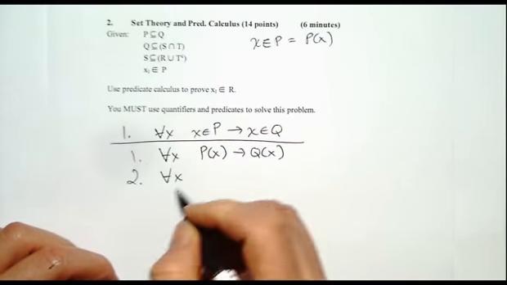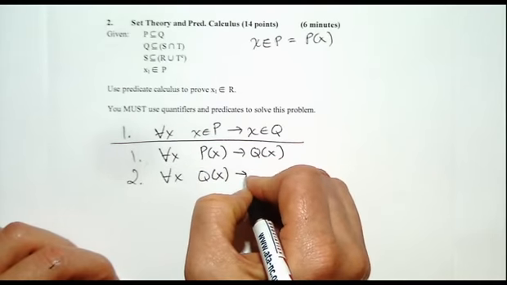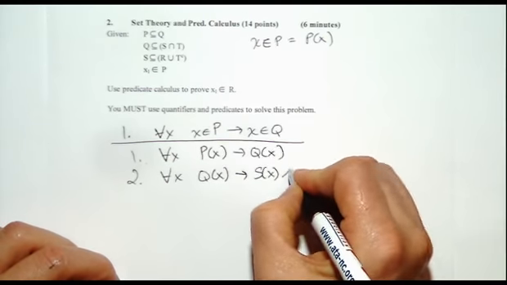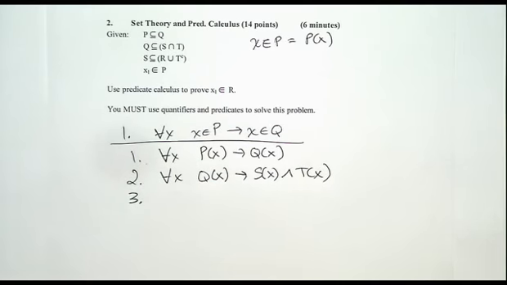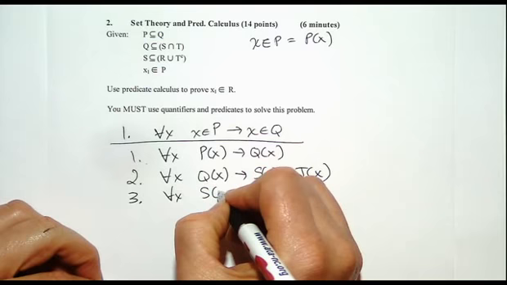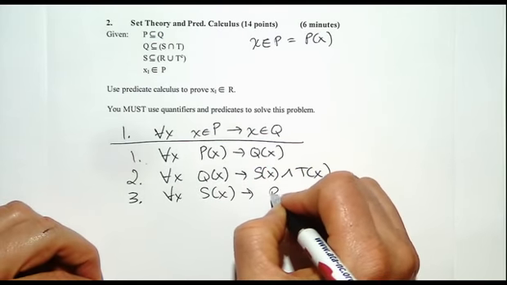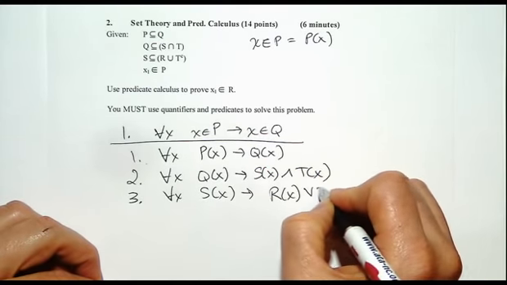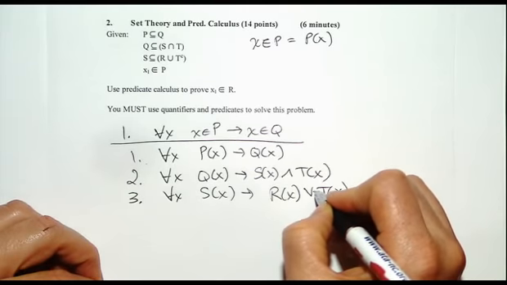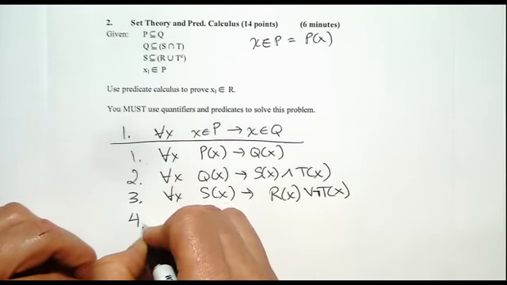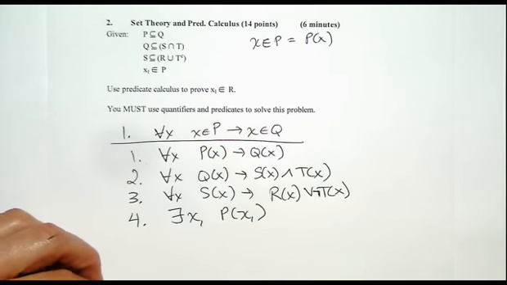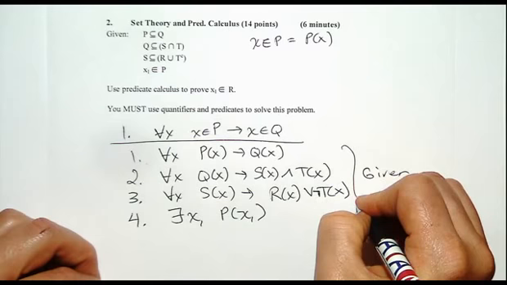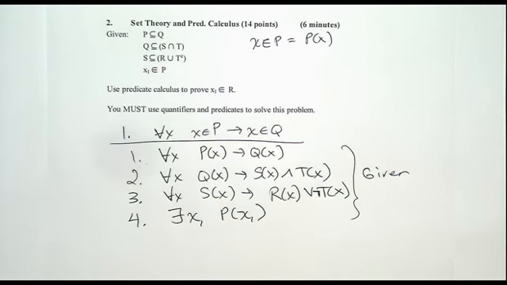The second one says for all X, Q of X implies S of X and T of X. Remember that an intersection is a little "and" underneath. The third one is for all X, S of X implies R of X or T of X. So not T of X, because it's in the complement. And the last one is there exists an X1 so that X1 is in P. So those are all given. And you will get some points for doing the conversion of the set theory into the predicate calculus.